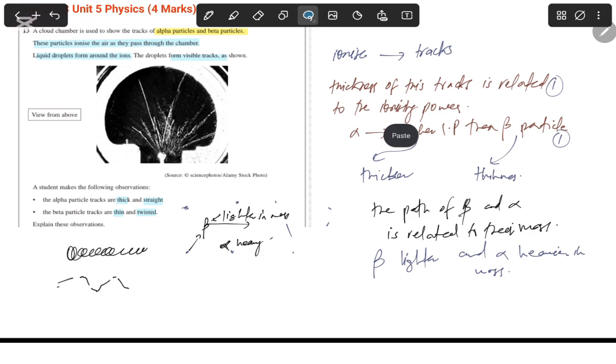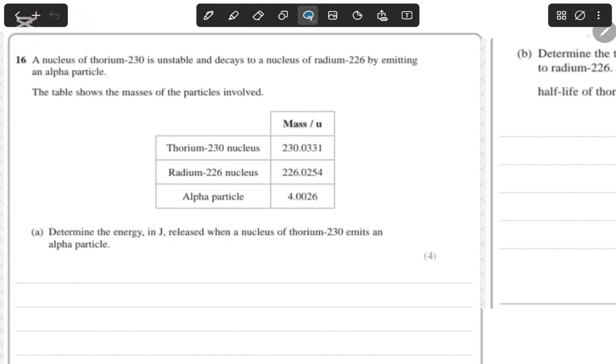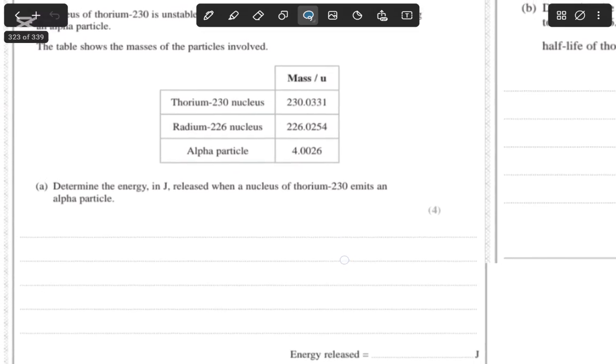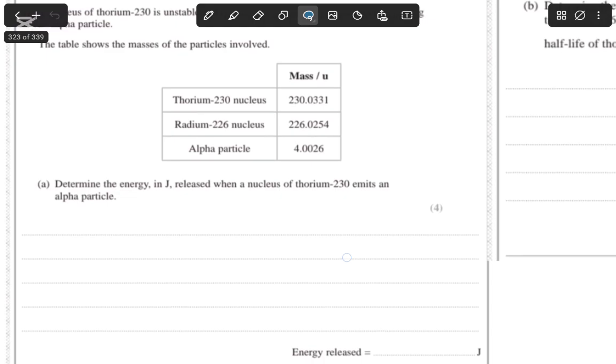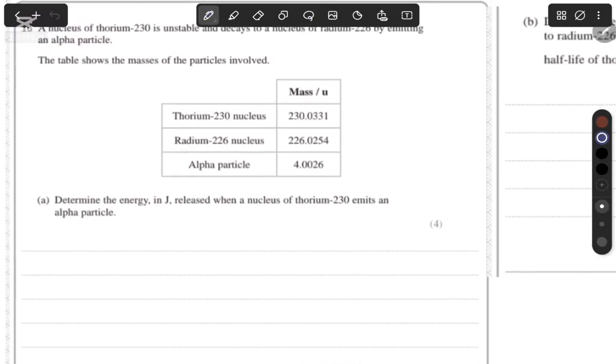I will show you the mark scheme and the examiner report for this, so you can just go through that. Alright, next it says a nucleus of thorium-230 is unstable and decays to a nucleus of radium-226 by emitting an alpha particle. We have been given the masses, and it says determine the energy in joules that is released when a nucleus of thorium-230 emits an alpha particle.